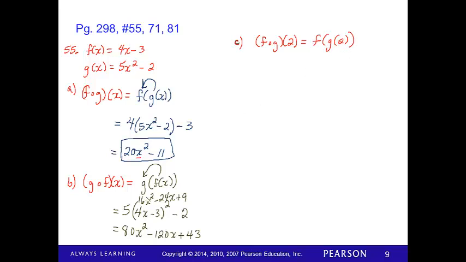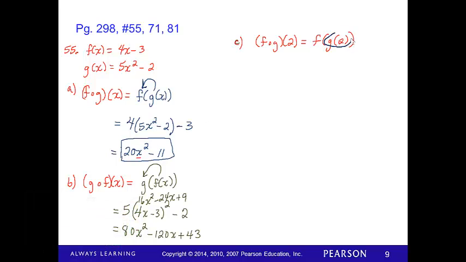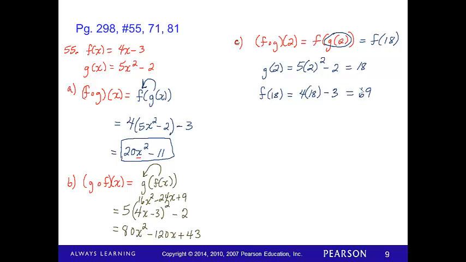So the first thing you need to do is find g of 2. So we're going to work it out this way, and then we'll verify that we get the same answer here. So g of 2 is going to be 5 times 2 squared minus 2, which should be 18. So now this just turned into f of 18. So instead of writing g of 2, now you're writing 18, which means f of 18 is going to be 4 times 18 minus 3, which should be 69. So f∘g of 2 should be 69.